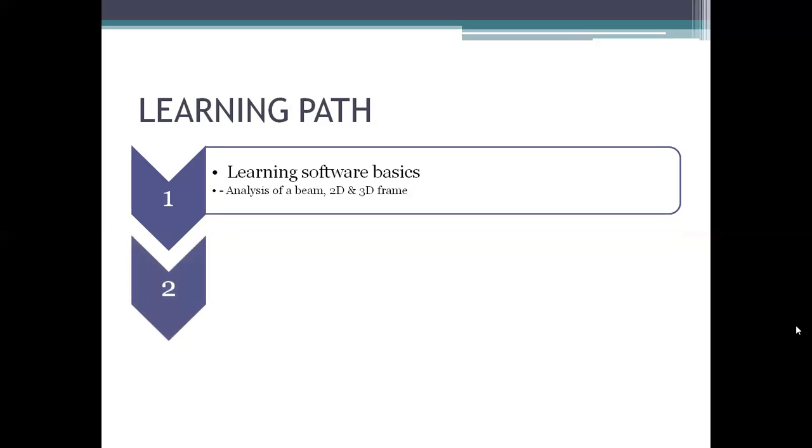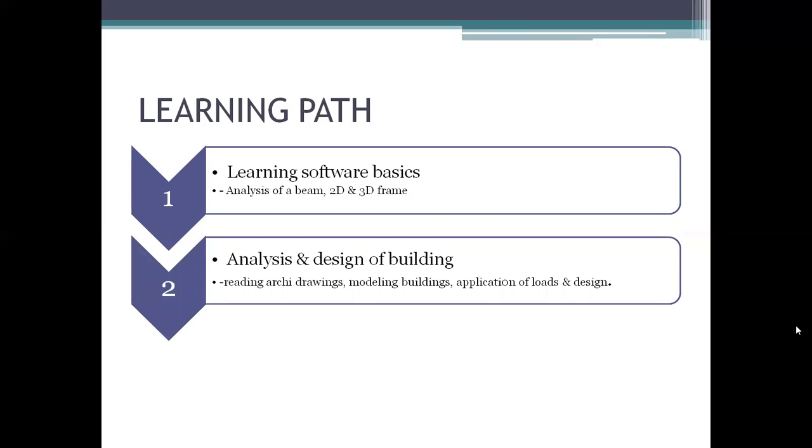Next, the second option is analysis and design of a building. In this part, we will understand how to read an architectural drawing, which will be given to a structural engineer, understand the components of it, translate it into a building model, and then apply all the properties and loads, and finally analyze it for design.